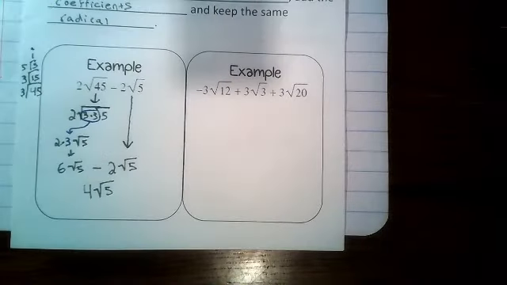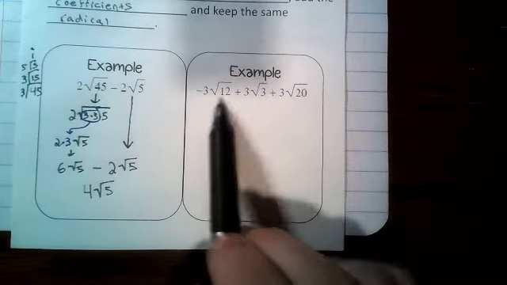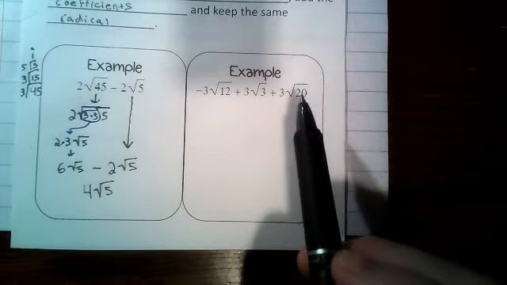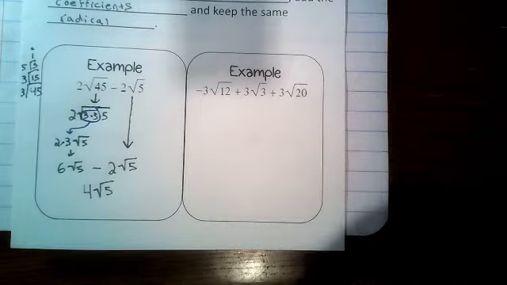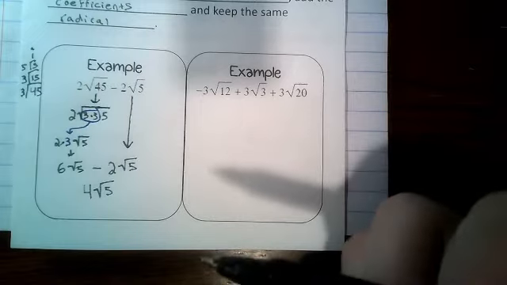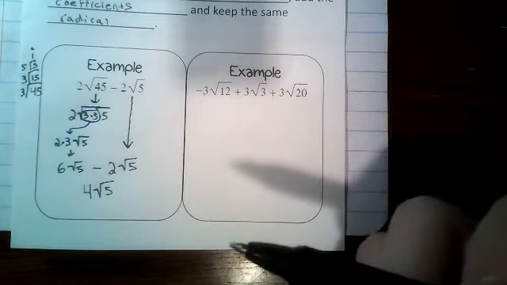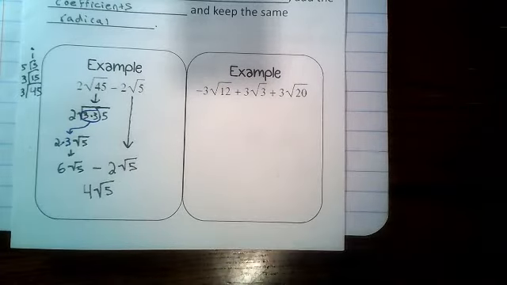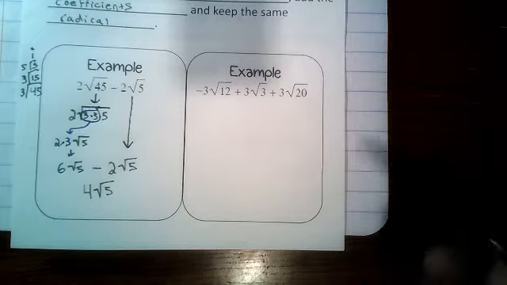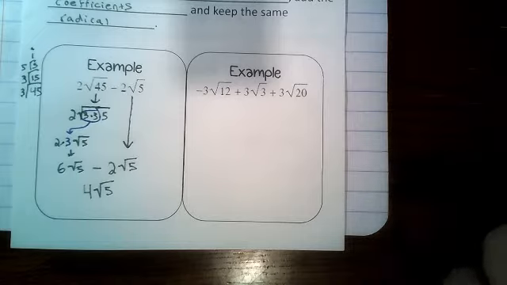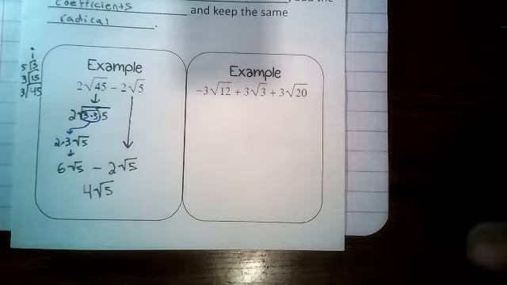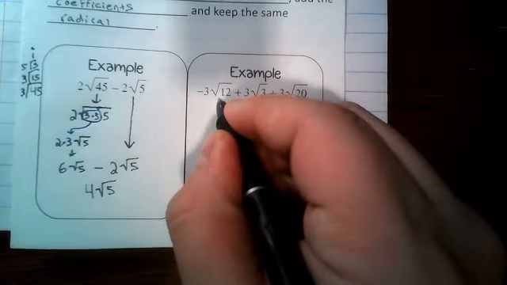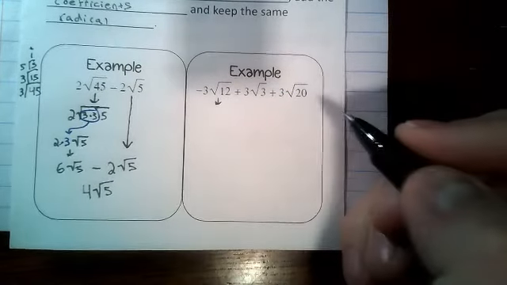For my next example, I have the square root of 12, square root of 3, and square root of 20. So right away, I can't combine those because the radicands are different. They're all square roots, so the index is the same, but they have to have the same number inside the square root sign. So, can I change the way it looks by simplifying things first? Okay, and in fact I can. So what we're going to do is rewrite these in simplified terms.